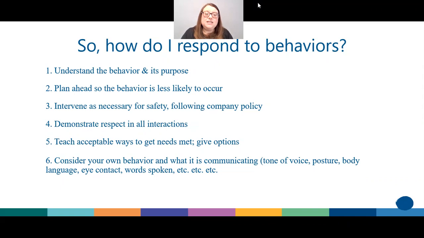Number 6 is to consider your own behavior and what it is communicating. So think about things like the tone of your voice, your posture, your body language, your level of eye contact, the words that you're choosing to use. All of those could be triggering to a client. As far as the tone of our voice, sometimes people don't think they have control over the tone of their voice, but with practice, you really do.